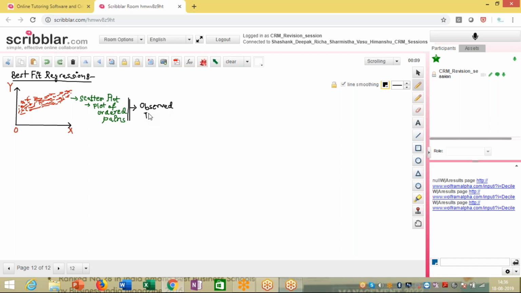These are the observed points. Now, when I talk about the observed points, the observed values of yi, what does the observed point contain? The observed points are comprised of two parts. One is a deterministic figure, the deterministic behavior, plus the random term.